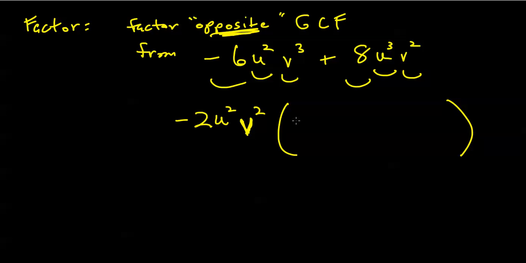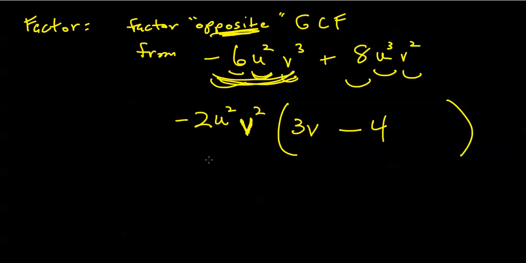If I take out a minus 2u squared v squared from the first term of this binomial, I claim I've got a 3v left. And you could kind of check your answer. Minus 2 times 3 is minus 6. U squared, well, there is no other u here, so I have a u squared in my original term. And v squared times v is, of course, v cubed. So that first product does check out. What's next? Well, I'll need a minus here.